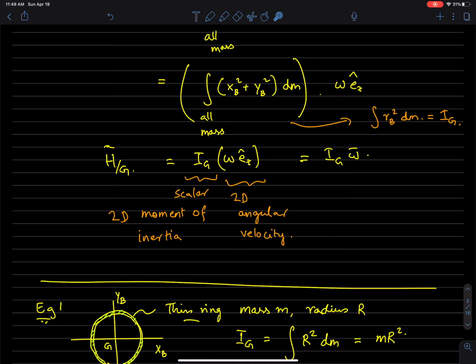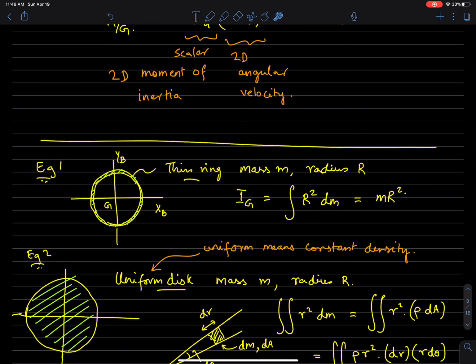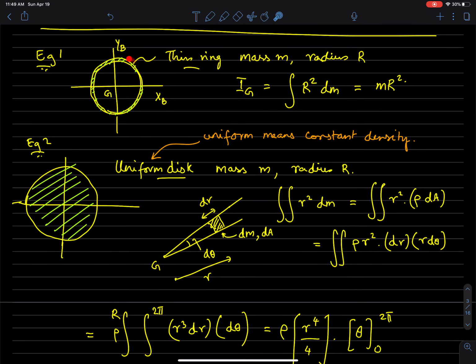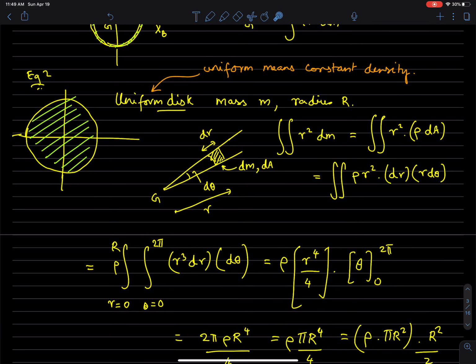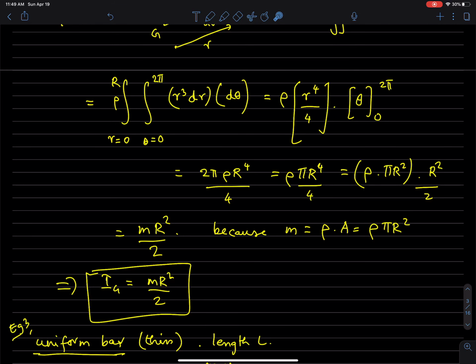So that's the 2D problem, and that's what we've been using so far. We've not explicitly done this derivation, but implicitly all the Igs we've been using have been derived using this formula. For instance, if you had a thin ring, you can show that Ig equals m r squared because every piece of the mass is at a distance r from G. If you have a uniform disk, you can show using a double integral that the 2D moment of inertia Ig is m r squared divided by 2.